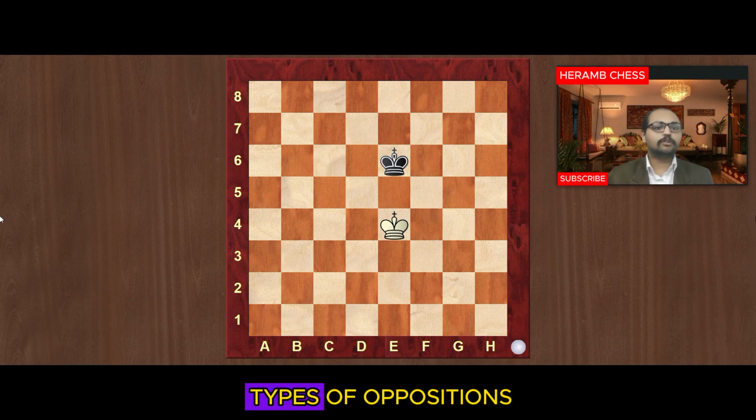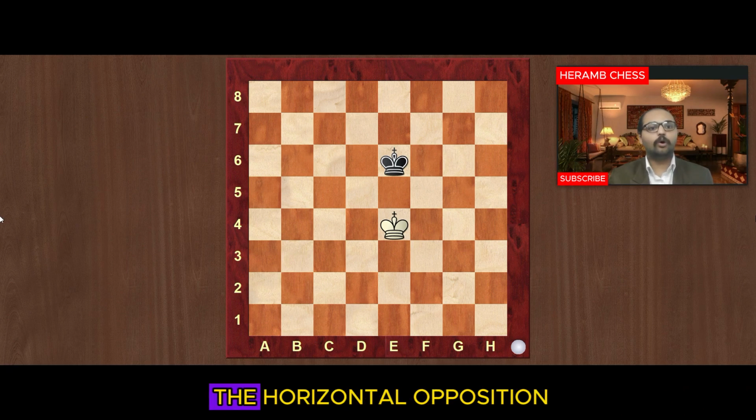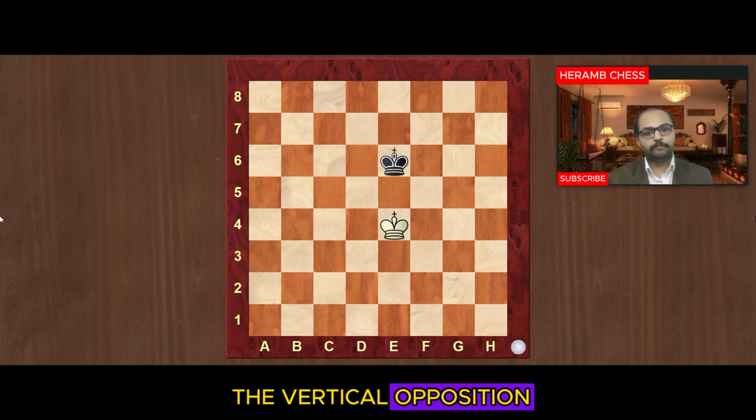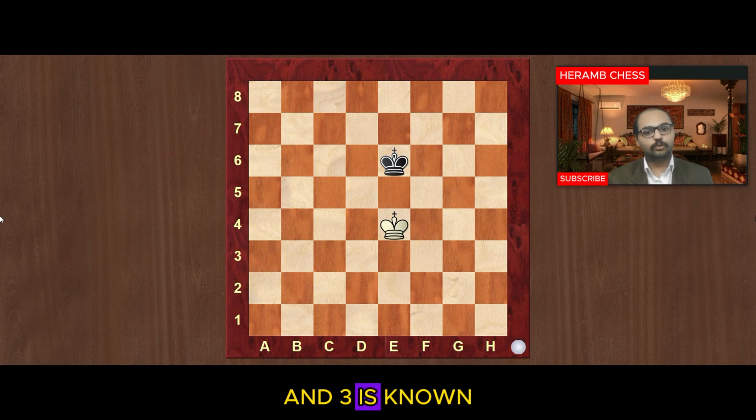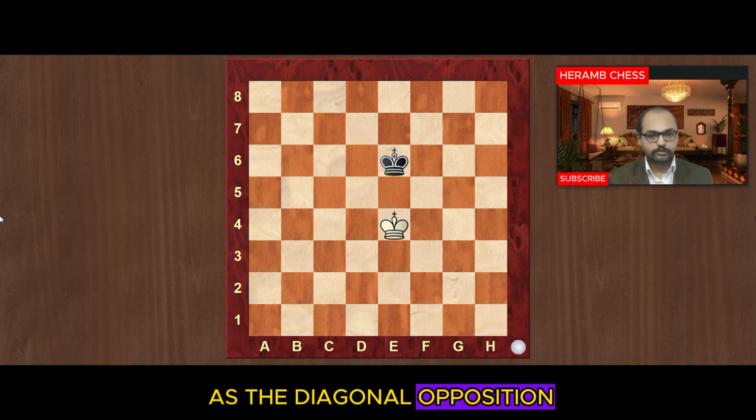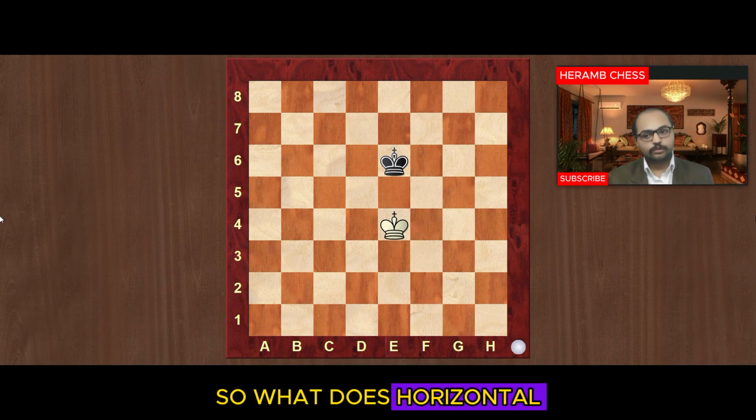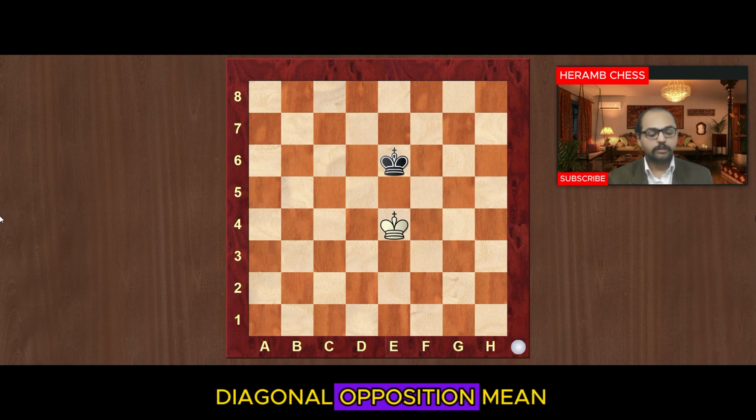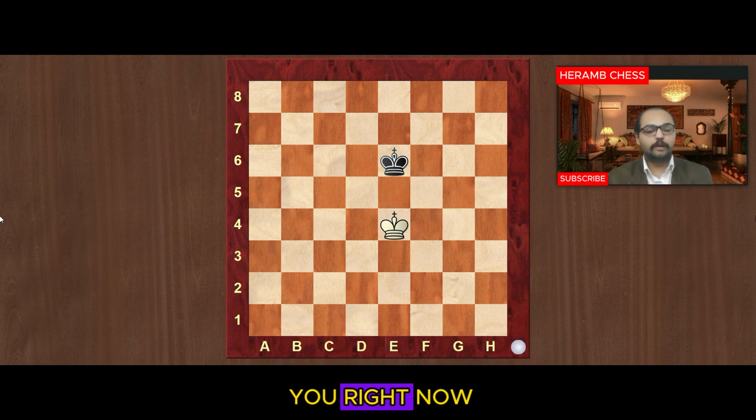Now, what exactly are the types of oppositions? There are three types of oppositions. One is known as the horizontal opposition. Two is known as the vertical opposition. And three is known as the diagonal opposition. So what does horizontal opposition mean? What does vertical opposition mean? And what does diagonal opposition mean? I'm going to explain right now.